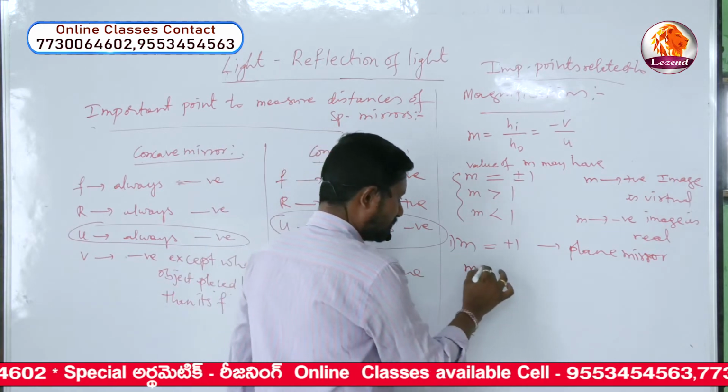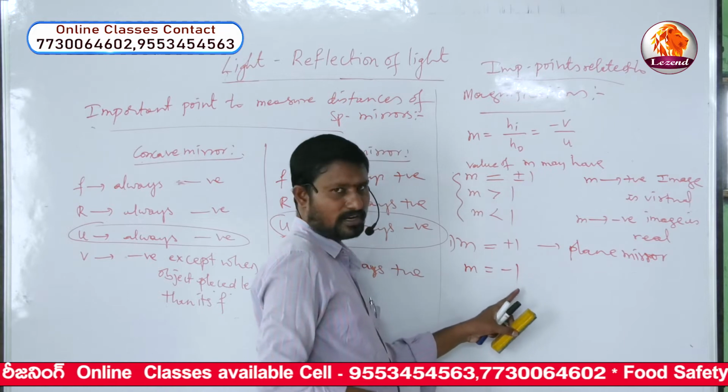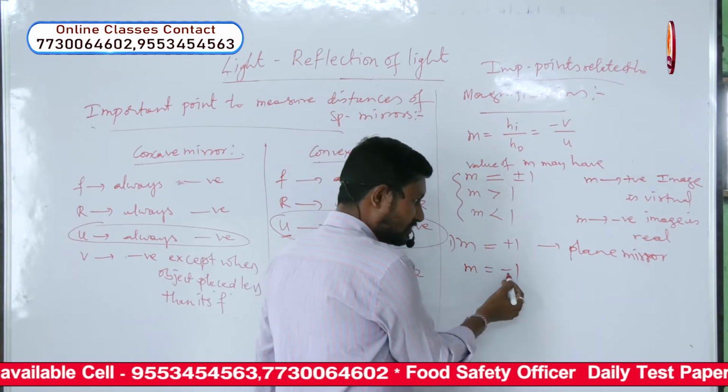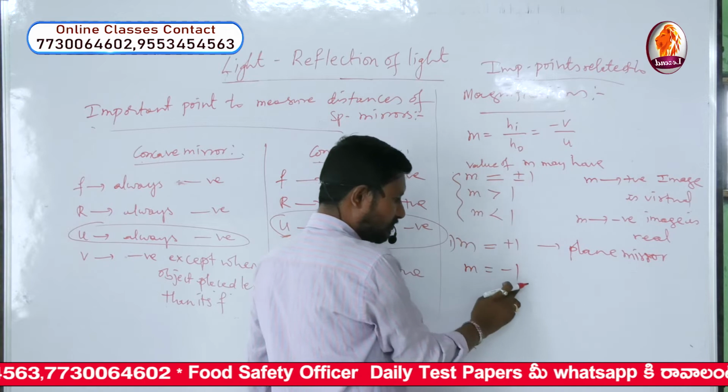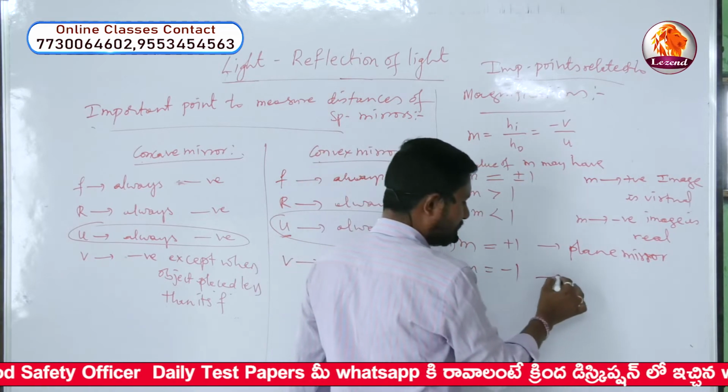If the m value is equal to minus 1, it is equal to 1 but negative. Negative represents what I told you: real. Real, but this situation you will get only in the case of what now?